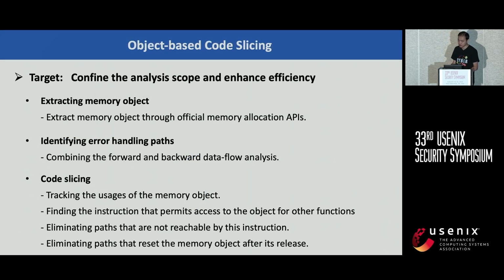And then I'll introduce our code slicing. So remember, the goal of our code slicing is to find out memory objects and error paths, and also to eliminate irrelevant code to speed up our analysis. For each memory object, we exclude code snippets before its allocation and after its nullification. And we also stop tracking into the caller if the memory object is not passed to it.